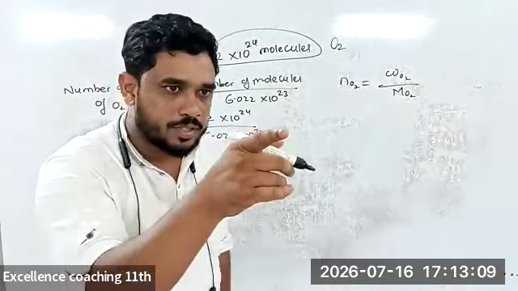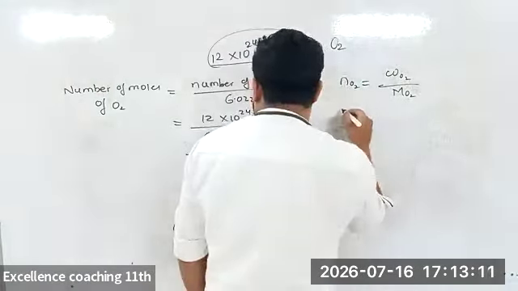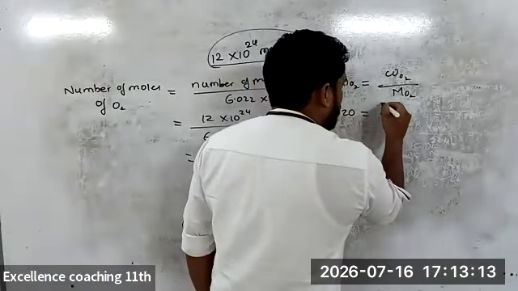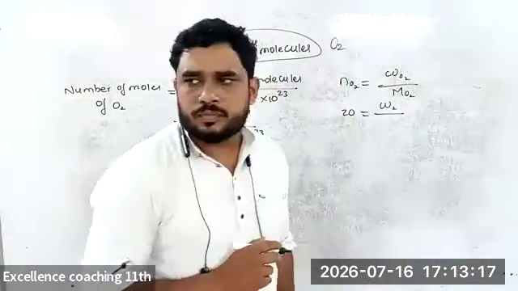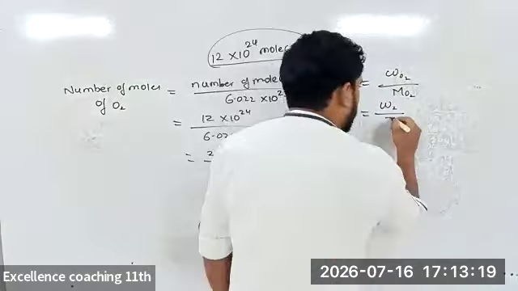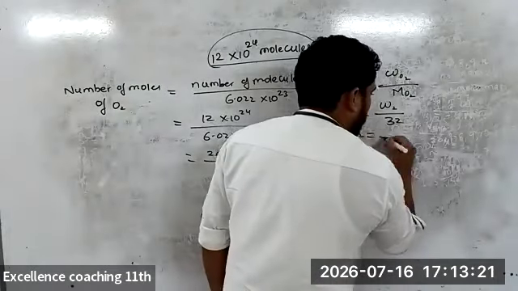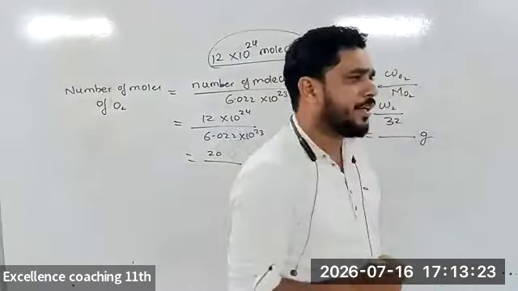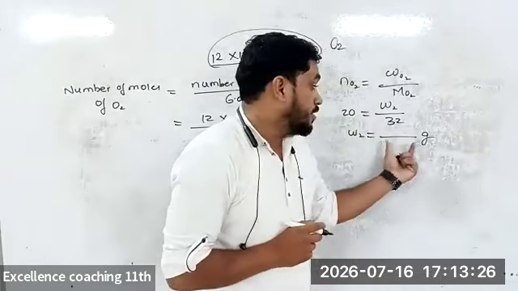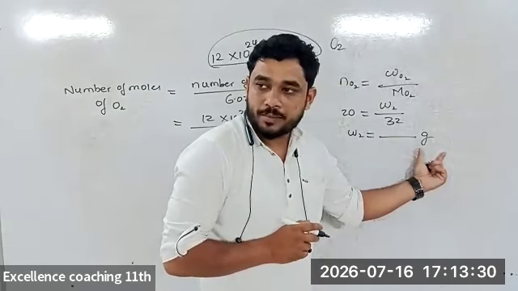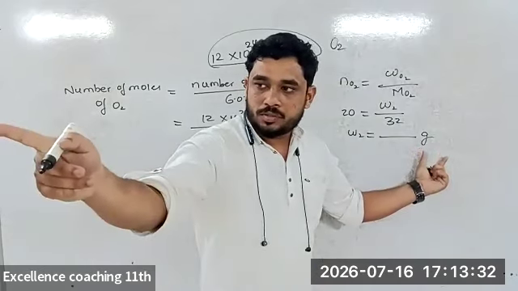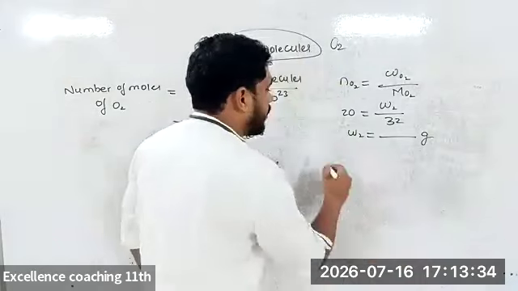Understanding? Yes? So number of moles of O2 we already got. It is 20. Mass of O2 we have to find. And what is the molar mass of O2? 16 plus 16, it will be 32. So from this, I will get mass. What is the unit I will write here? Students, always remember, answer the unit compulsory. So mass I will write in grams. Understanding? Okay.